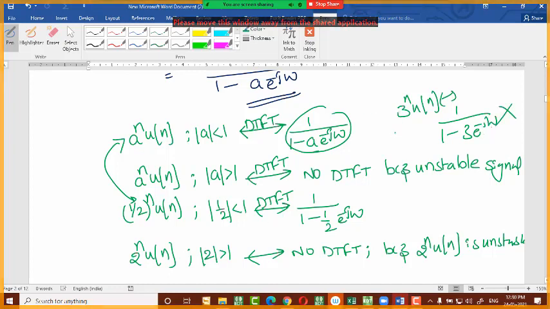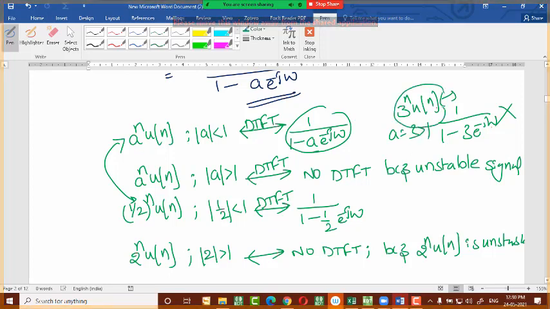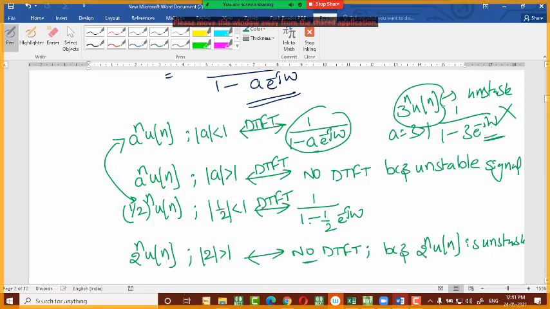Okay, here a is equal to 3, which is greater than 1, so the given signal is an unstable signal. For unstable signals, the Fourier transform is not applicable, so you should not write the answer. Like this you need to write, whether it is 2, 3, 4, 5, whatever it may be. Okay, that is the thing.